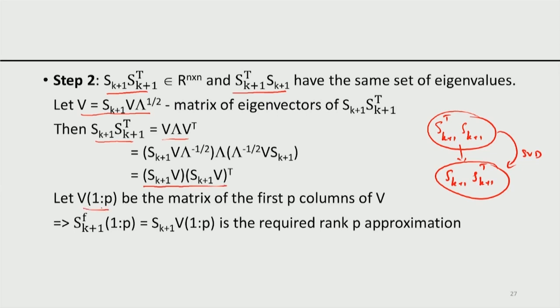Therefore, the matrix V, which is defined in here, so this is the whole matrix. This is the first p columns of this matrix. It can be shown that these two matrix relations give the rank p approximation. So the rank p approximation matrix for the forecast I want is given by multiplying S_{k+1}, which I already have, which is a matrix of size n by p plus q, by this. So this is the required rank p approximation.